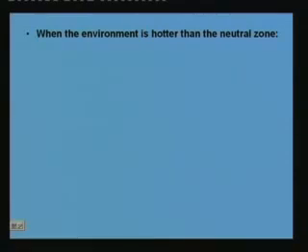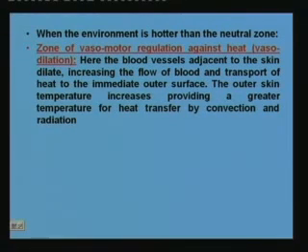So what does it do? First thing it does is it initiates an action, and the body enters into what is known as a zone of vasomotor regulation against heat. This is exactly opposite to the zone of vasomotor regulation against cold, or vasoconstriction. Unlike vasoconstriction, when the external temperature increases, the blood vessels adjacent to the skin dilate. That means they become larger. Once they become larger, the flow of blood and transport of heat to the outer surface increases.